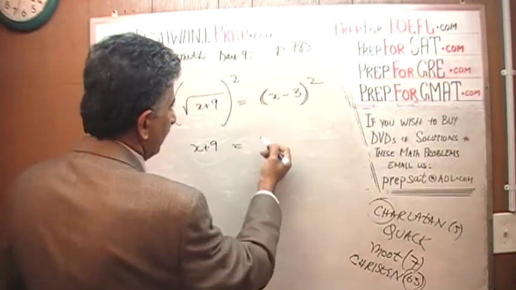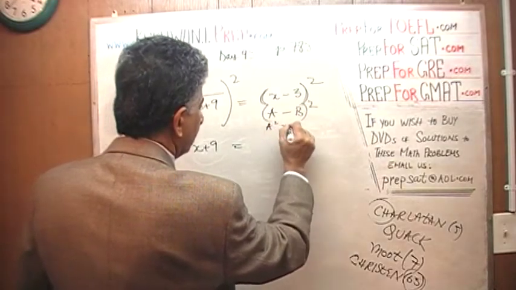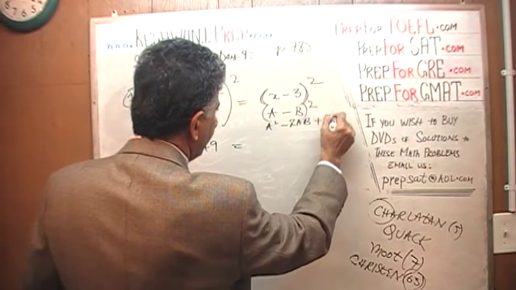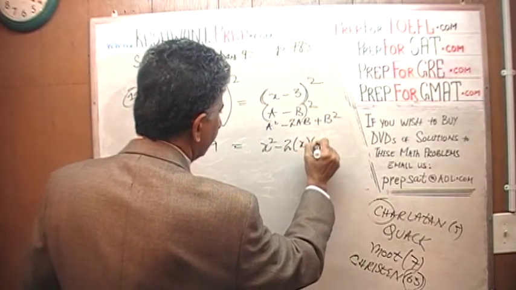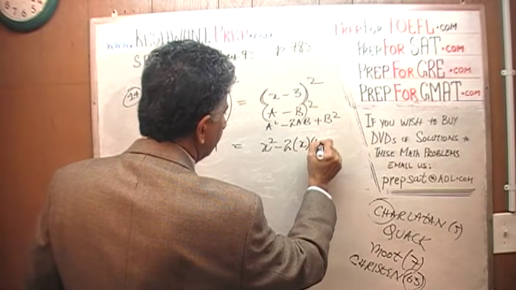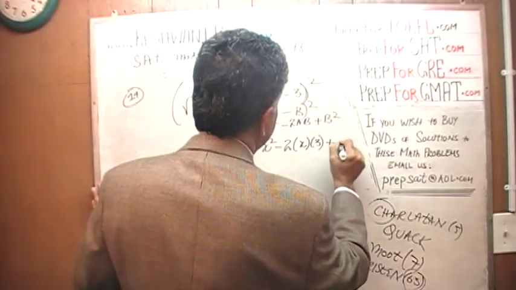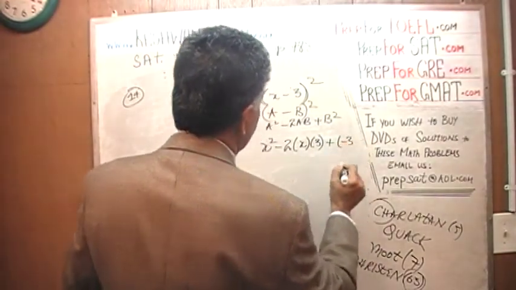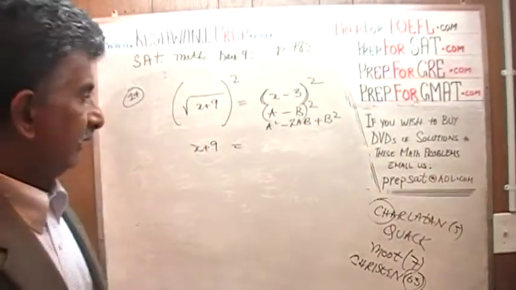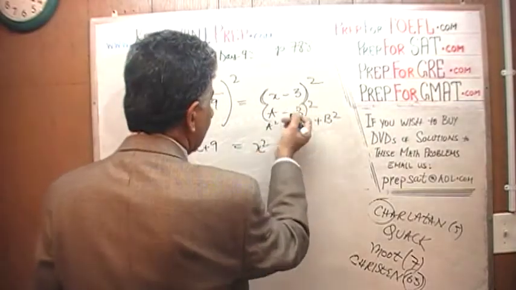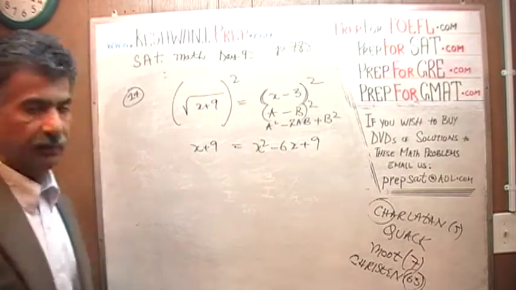And this one, when you open the parentheses, is the same as a minus b whole squared, which is a squared minus 2ab plus b squared. So we get x squared minus 2 times x times 3 plus 3 squared. I shouldn't take so much time. x squared, 2ab is going to be negative 6x, and then 9, negative 3 squared.